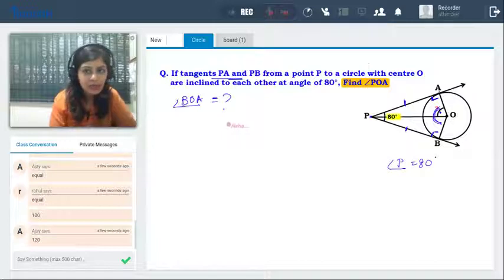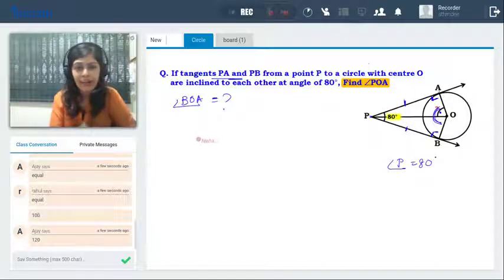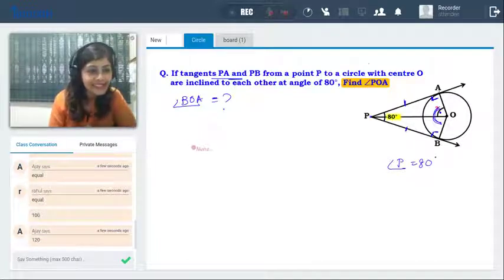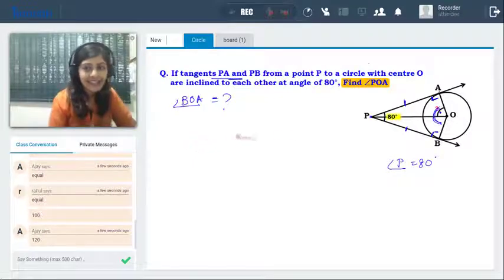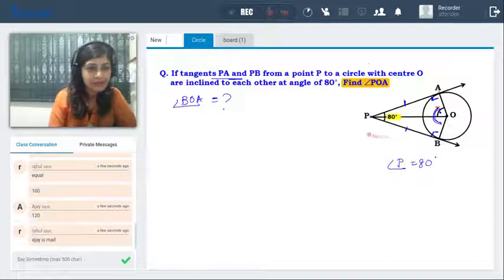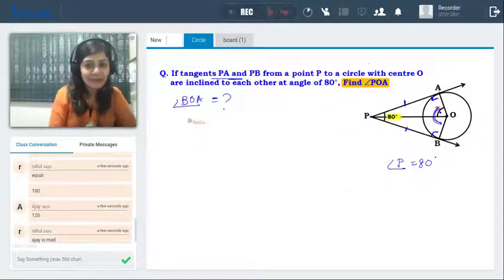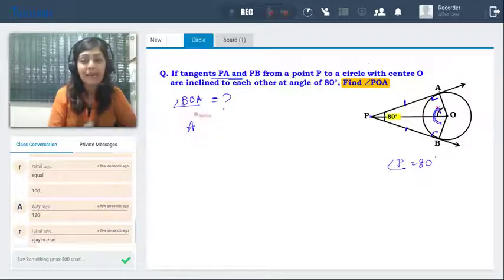Ajay says 120. Ajay, can you tell me why 120? How do you get this number? Rahul, okay. All right, students, pay attention. APBO.